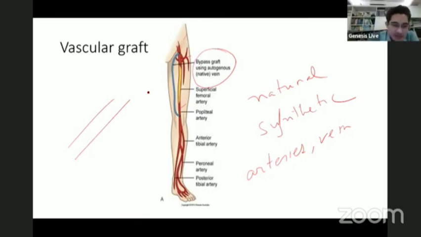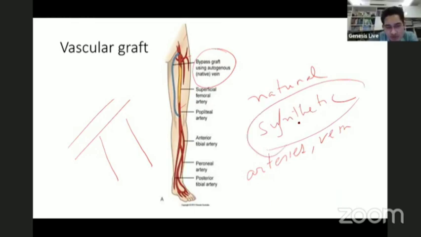But in case there is something as big as the aorta, if there is a disease in the aorta, then there's no natural vessel which is as big as the aorta. So you have to use something synthetic. There are many chemicals that are used, which are the size of the aorta, and as a result you can remove the diseased part of the aorta and you can use the synthetic vessels.